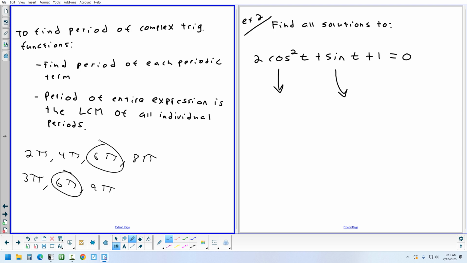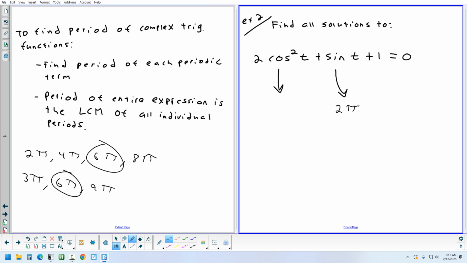It still doesn't explain to you how to find the period of a trig function that's raised to a power, but at least you know the concept now. Find all the periods of the periodic terms and then take the least common multiple. So let's try that here. Let's start with sine. What's the period of sine t? Yeah, 2 pi.